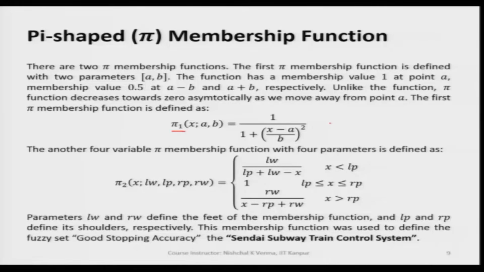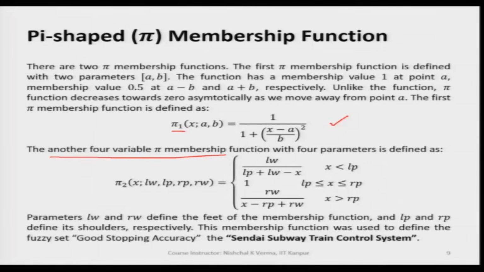This pi membership function has only a and b, that means two parameters, and these two parameters control the shape of the pi membership function. And then here we have another pi membership function with 4 variables, which has 4 parameters.